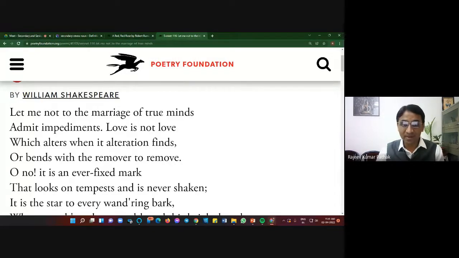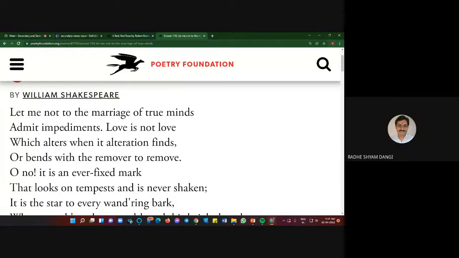Of, 8th syllable; true, 9th syllable; minds, just 1 syllable, 10th. How many syllables are there? 10 syllables. Let us try to scan the next line. Admit, how many syllables? 2, ad and mit. Impediments, let's see how many syllables are there: im, pe, di, ments, 4 syllables. So 4 plus 2, 6 syllables up to this point.